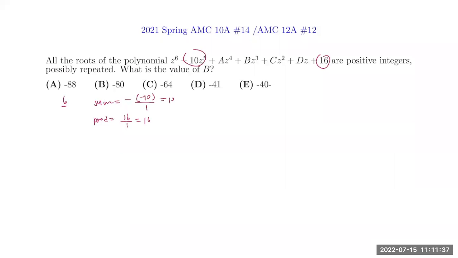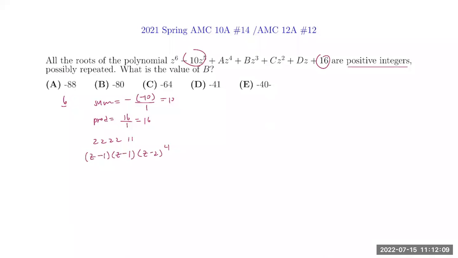So since we know that the sum of the 6 roots is 10 and the product of the 6 roots is 16, we know that there is only going to be one case of this because they are all positive integers, which is 4 2s and 2 1s. Once we are able to note the 6 roots, we can write out what this would be expanded. It would be z minus 1 times z minus 1 times z minus 2 four times, which is just z minus 2 to the 4th.